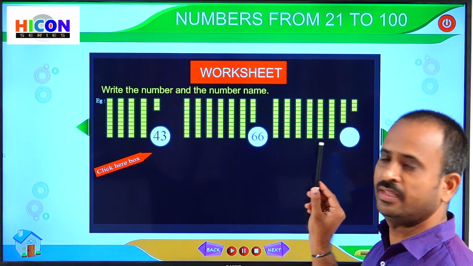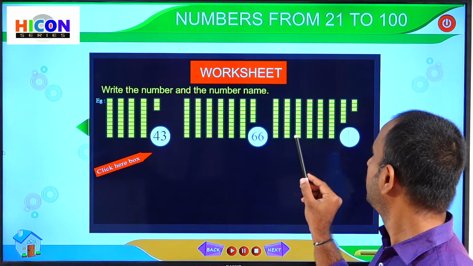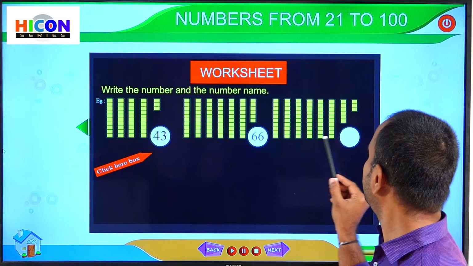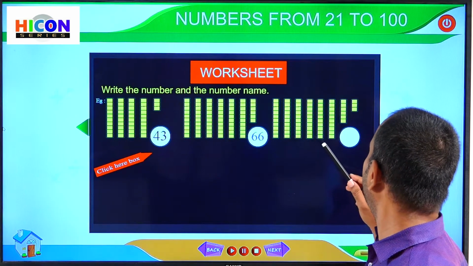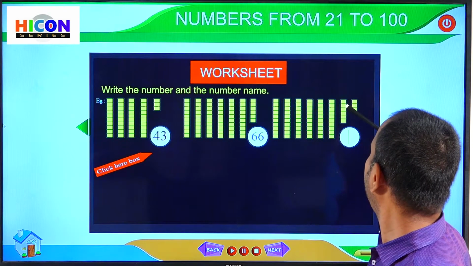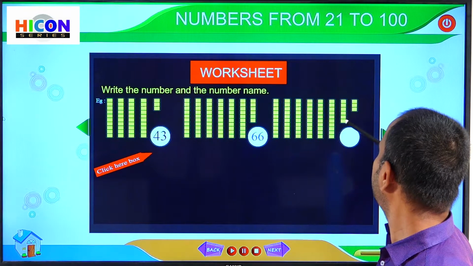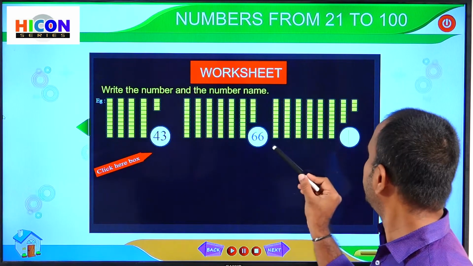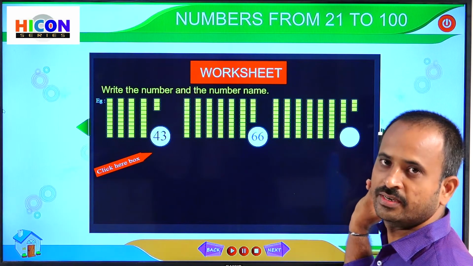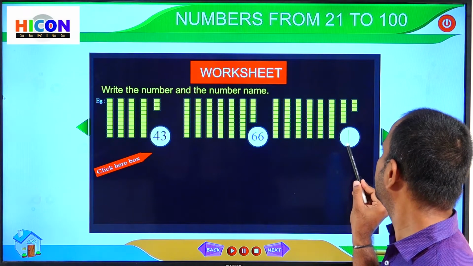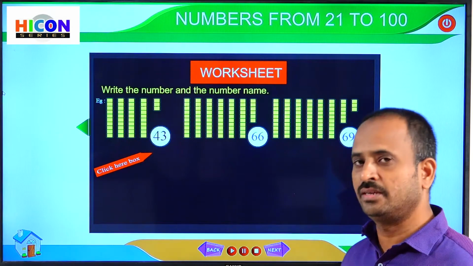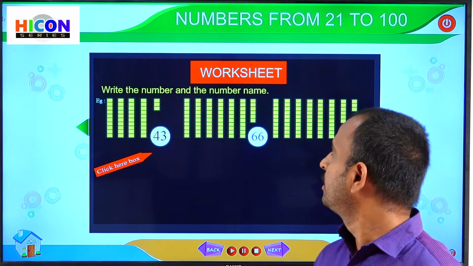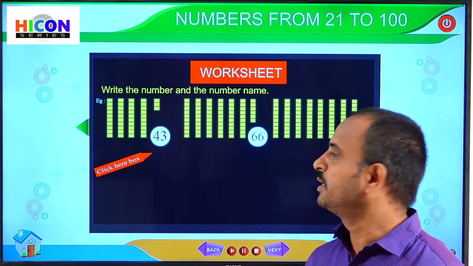And see the last one here. So how many tens are there here? How many tens? 1, 2, 3, 4, 5, 6. So children, there are also 6 tens. And how many single blocks are there? So 1, 2, 3, 4, 5, 6, 7, 8, 9. That means there are 9 ones. So 6 tens and 9 ones, and the number will be 6, 9. That is 69. So children, in this way we can write the numbers and number names. Already we have so many practice problems in this chapter.